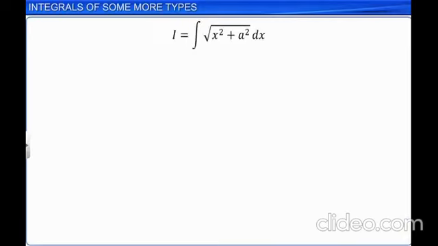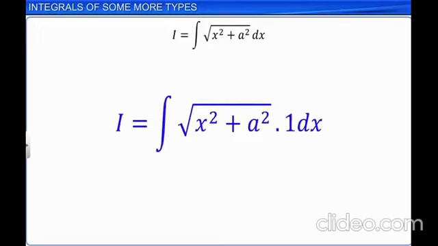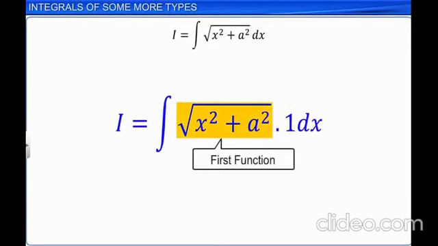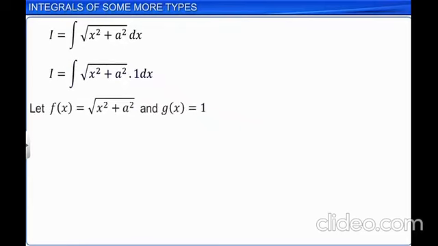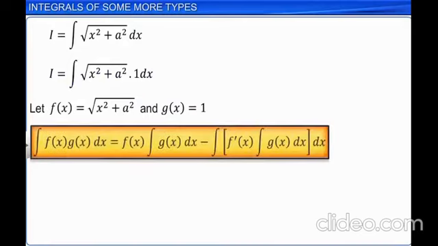Next, let's evaluate integral of square root of x square plus a square dx by the method of integration by parts. The integrand can be written as square root of x square plus a square into 1. We consider the algebraic function square root of x square plus a square as the first function and 1 as the second function. Let f of x denote the first function and g of x denote the second function. Recall the formula to integrate the product of two functions by the method of integration by parts. On substituting the values of f of x and g of x in this formula, we get the expression as shown.